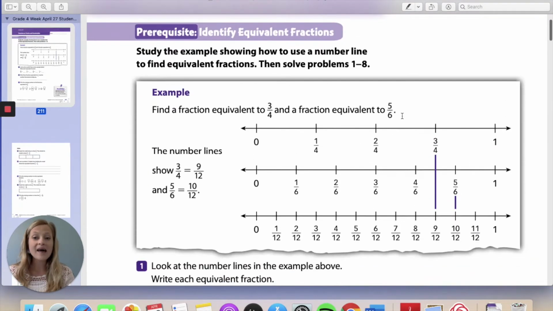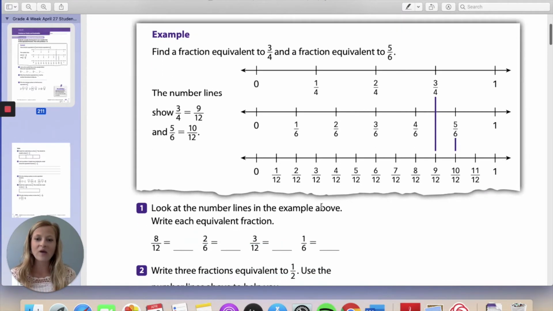And I love the example that they give up here. The example they give are the equivalent fraction relationships between fourths, sixths, and twelfths on a number line. We know that number lines are a great way for us to see the equivalency between fractions. Now, it's been a while since we've used a number line to find equivalent fractions, so I wanted to just go ahead and work through our first problem together, being number 1. It's where we're going to look at the number lines in the example above and write each equivalent fraction.